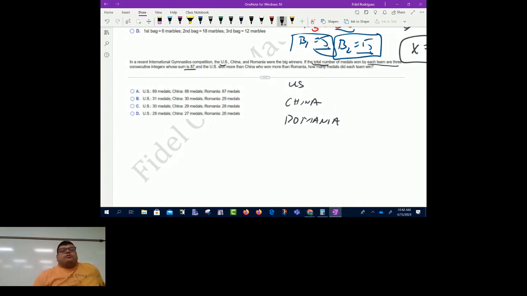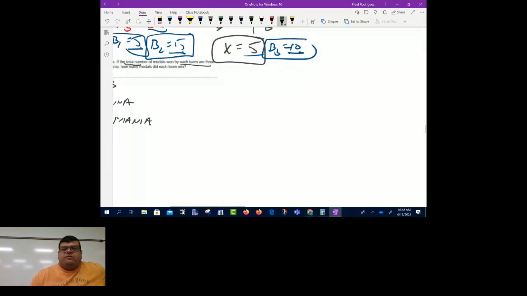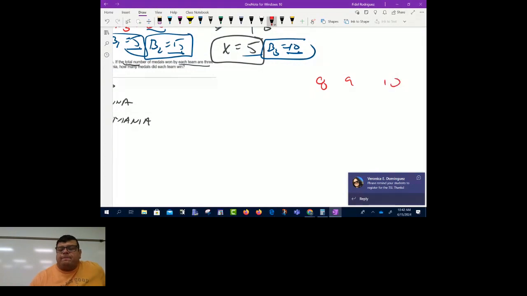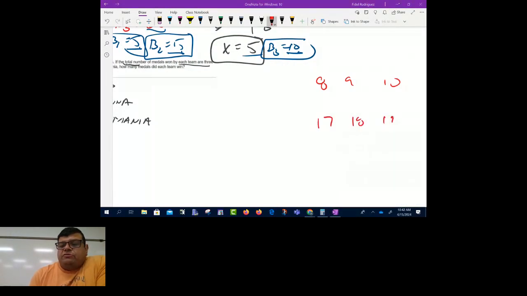Okay. So, y'all, one thing I want to mention here, y'all, is what are consecutive integers? Okay, so let's do this on the side. Consecutive integers, y'all, are numbers like 8, 9, and 10. Consecutive integers, y'all, are numbers like 17, 18, and 19. Consecutive integers, y'all, are numbers like 23, 24, 25. Okay, that's what we mean by consecutive integers.